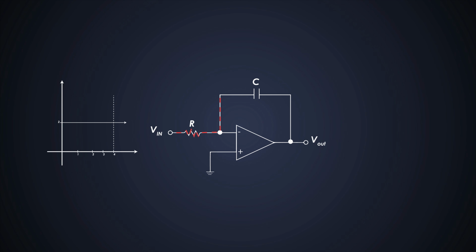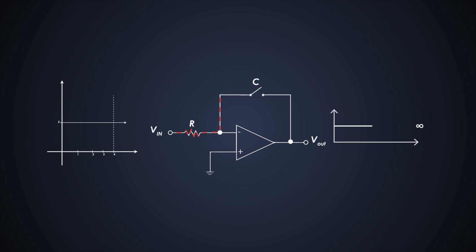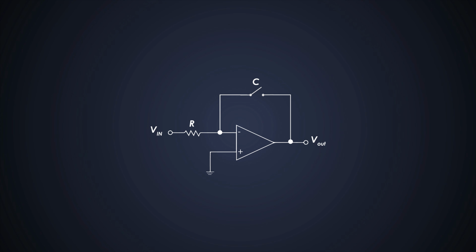Let's say we provide a DC signal at the input. The feedback capacitor behaves like an open circuit. So there is no feedback from the output to the inverting input of the op-amp. Now the circuit behaves like an open loop inverting amplifier with very high gain. And we all know from our last video that because of the open loop amplifier, we get saturated output voltage. As the input frequency increases, the capacitor charges. At higher frequencies, the capacitor acts like a short circuit.